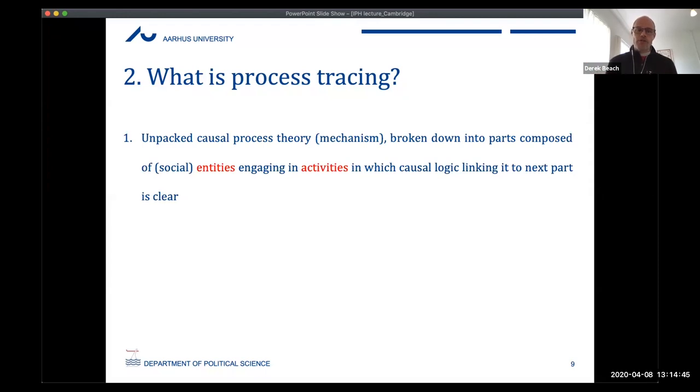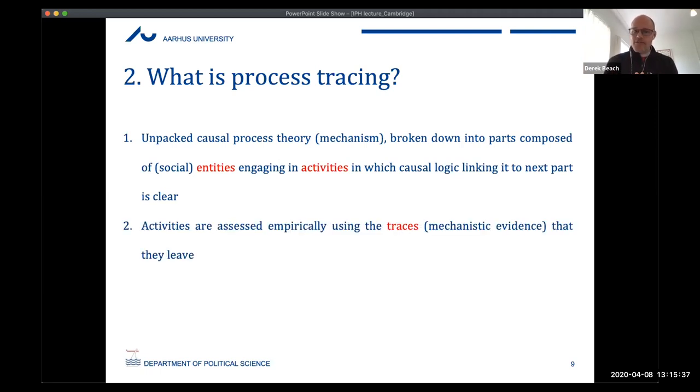So the core of process tracing: one, we have some causal theory, a cause and an outcome. And then we try and unpack the arrow in between. So process tracing is not about figuring out what the cause is or what the outcome is. It's what links the two together. And you unpack it, you break it down into parts composed of entities. These are people or groups that engage in activities. Then the activities are what are actually, in more physical terms, transferring causal forces from one part to the next. So the core of process tracing is that we're interested in what people are doing. It's the activities that we're trying to unpack.